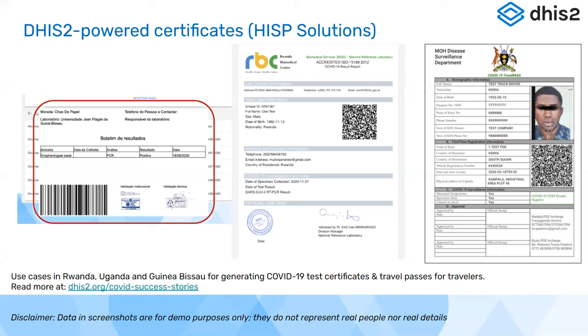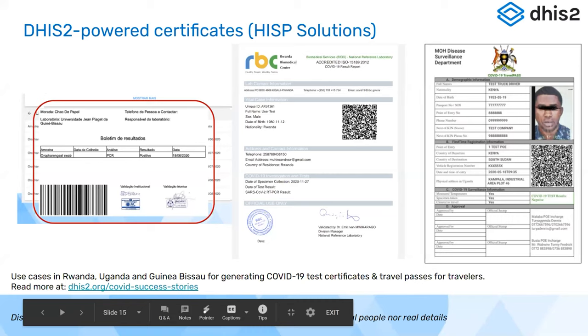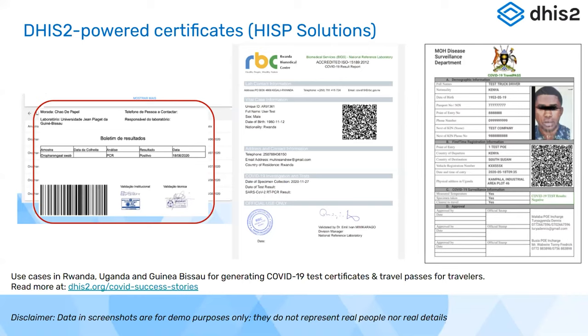the testing protocol to be able to generate testing certificates and travel certificates, to be able to add a QR code or barcode, extract whatever information is required from the data elements and the attributes that are in the program, and be able to generate, as you can see, these examples of travel certificates or testing certificates. The same approach can be taken for producing a vaccination certificate. In fact, there are a number of countries already working on this or putting it into place.